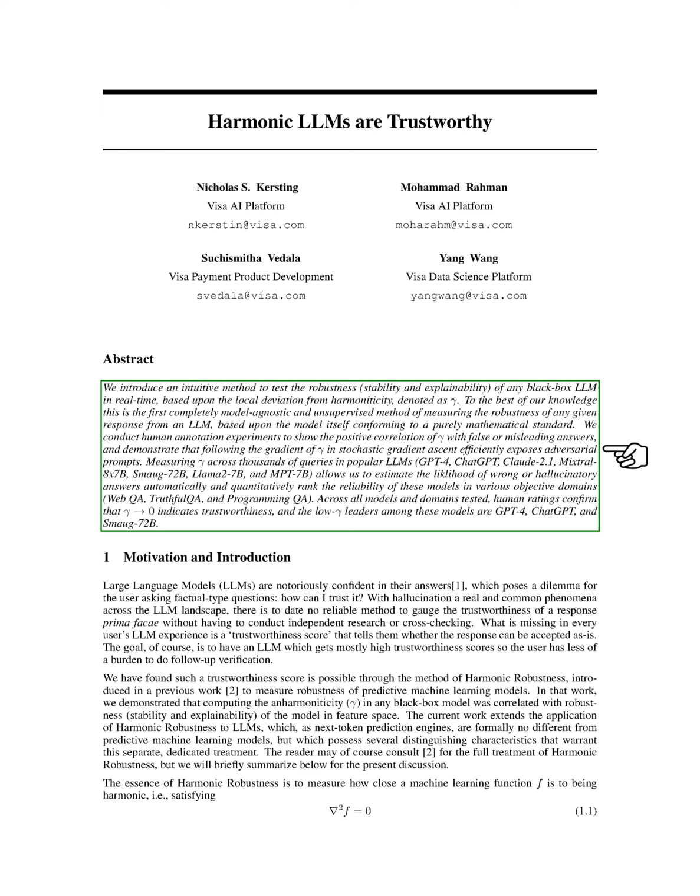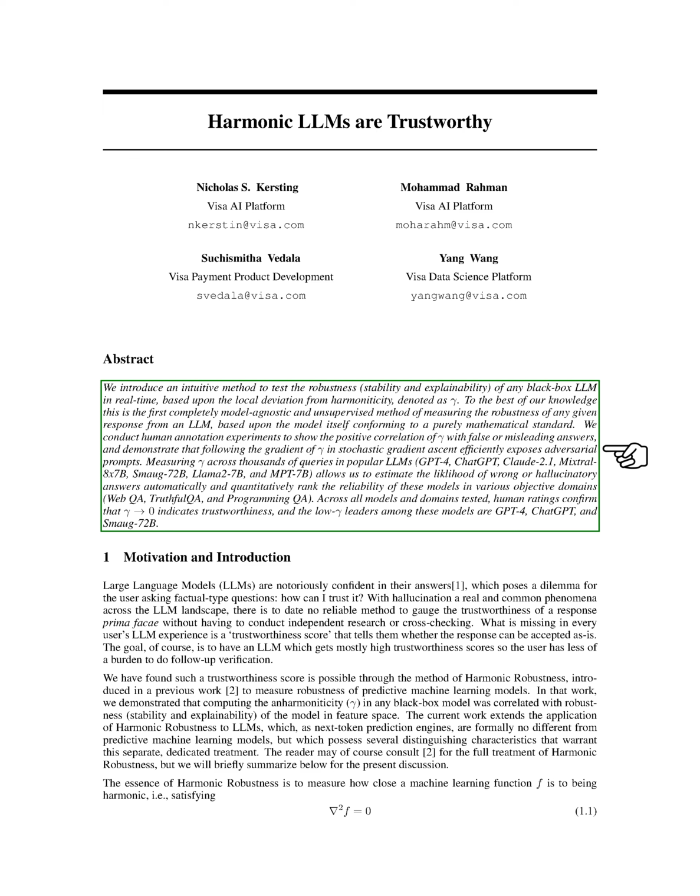We carried out human annotation experiments to demonstrate the positive connection of gamma with incorrect or misleading responses. We also show that by following the gradient of gamma using stochastic gradient ascent, we can effectively uncover adversarial inputs.